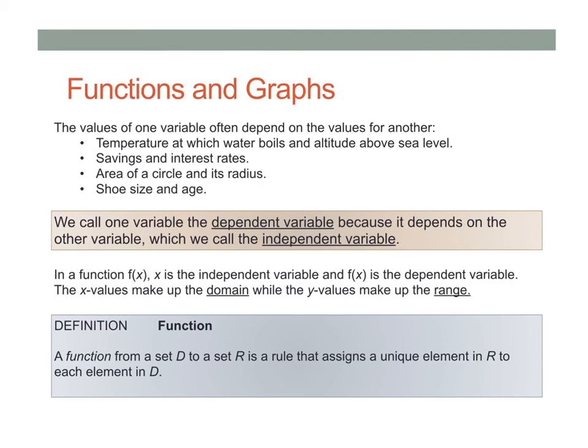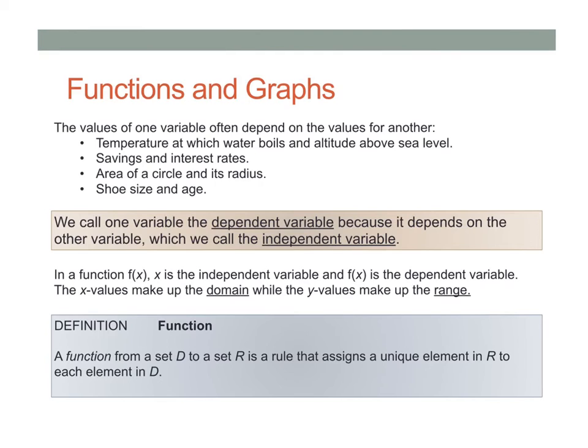Now your savings and your interest rates, right? Your savings, how much you save, depends on what your interest rate is. That means that saving would be the dependent variable, and interest rate would be the independent. Now, which variable is which? The dependent variable, is that x or is that y? The y. Y is dependent. X is always independent. That's why x always goes on the horizontal axis.